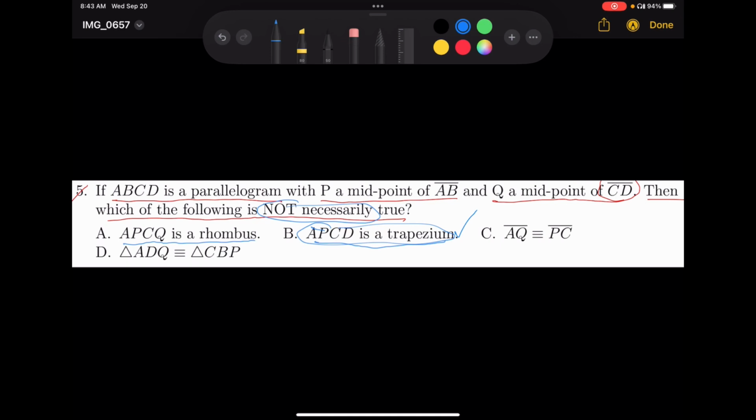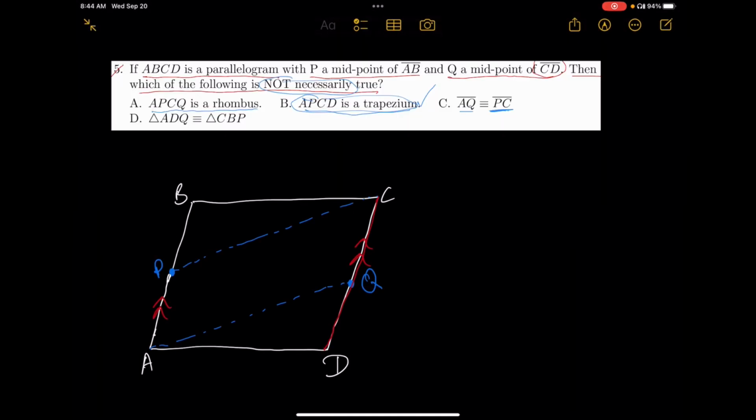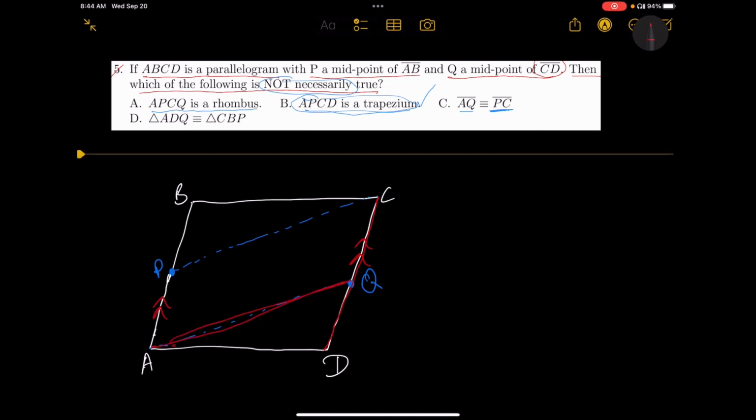Looking at C: the line segment AQ is congruent to the line segment PC. Which is AQ? AQ is this one, and PC is this one. They say these are congruent. Well, they may or may not be congruent. Actually, they are congruent, right? Because AQ and PC are congruent. Why?